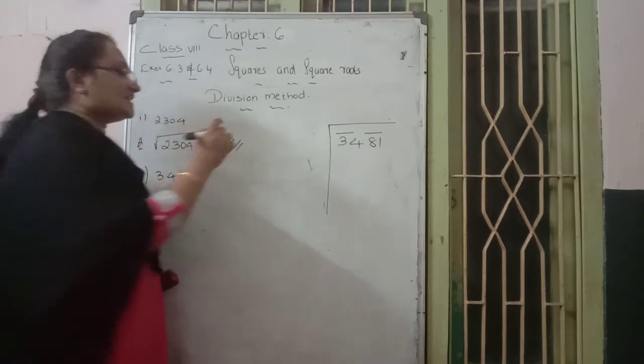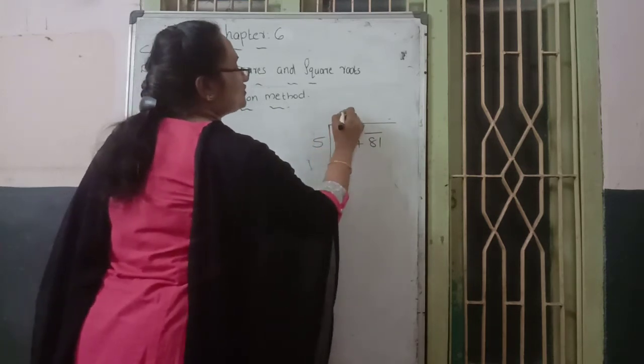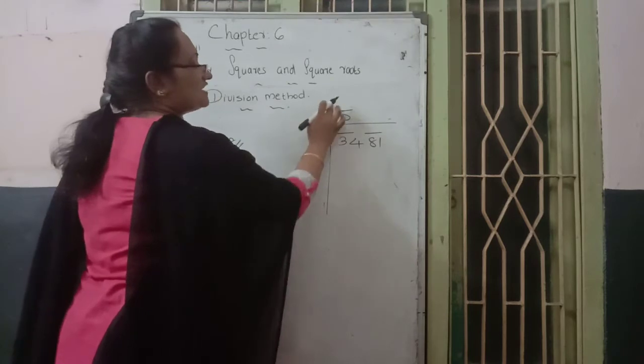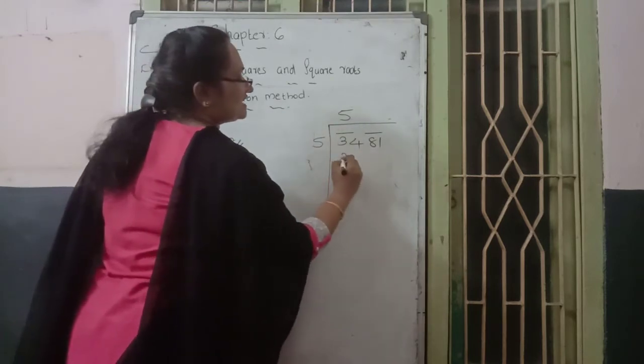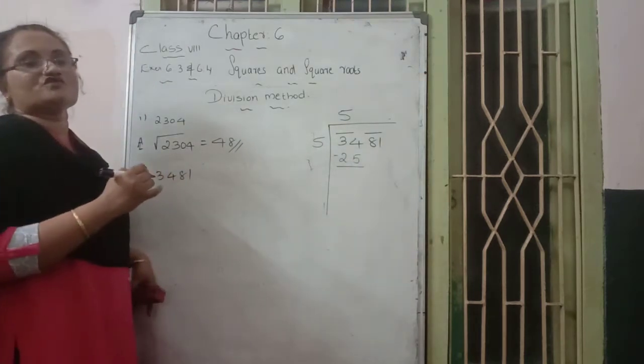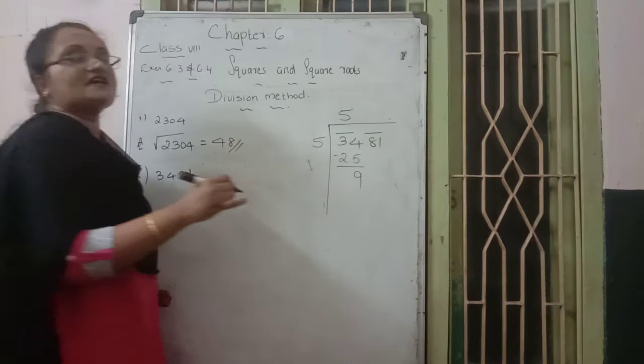5 5s are 25. Write one 5 on the divisor place. The second 5 write on the quotient place. Then for the next process, what do we want to do? Multiply. 5 5s are 25. Subtract. 4 minus 5 is not possible. Take 1, so 14 minus 5 comes to be 9.